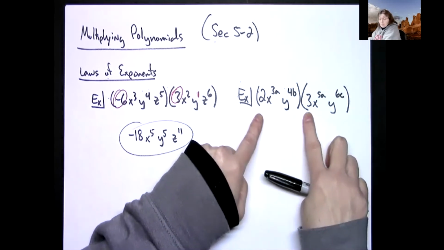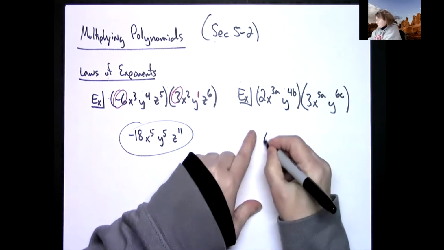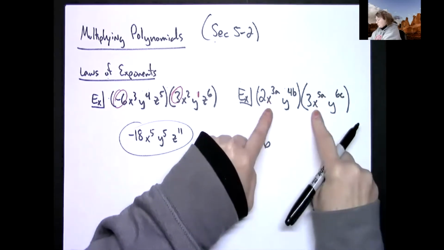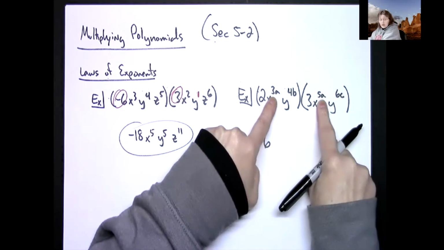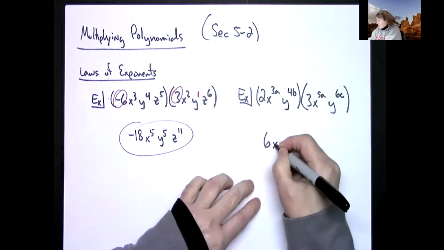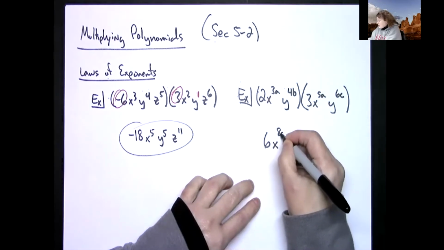Coefficients, we multiply like normal, 2 times 3, that's 6. Now when multiplying like bases, I add the exponents. Well, can I add a 3a and a 5a? Yep, that's going to be like adding like terms. So that's going to be an 8a. So that would be an x raised to the 8a.